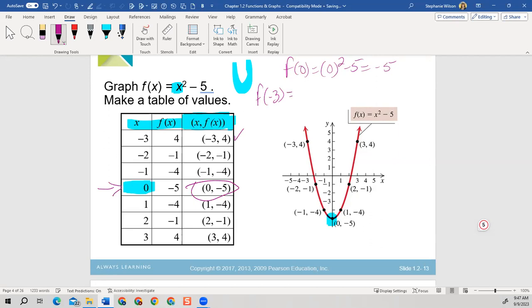So if I plug in negative 3 for x in x squared minus 5, well, negative 3 squared is the same as saying negative 3 times negative 3, and I'm going to put these in parentheses. So negative 3 times negative 3. Negative times negative is positive. 3 times 3 is 9. And then I'm going to subtract the 5 from it, and I get 4 for my y value. So I get the ordered pair of negative 3, 4.